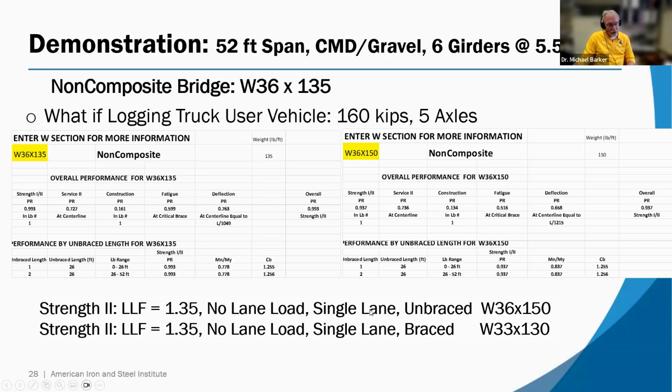I'm going to use single lane distribution factors because on this rural type bridge, if that logging truck's going over, there's not going to be anybody else on that bridge. And I looked at unbraced and braced. The top one's unbraced, and I come up with a W36x150. Yeah, 15 pounds more per foot because that truck is big and heavy. Or if it's braced, W33x130, actually less than the unbraced, but a little bit more than the braced. But what's cool here is this can be done with just a couple changes in cells in an Excel file.